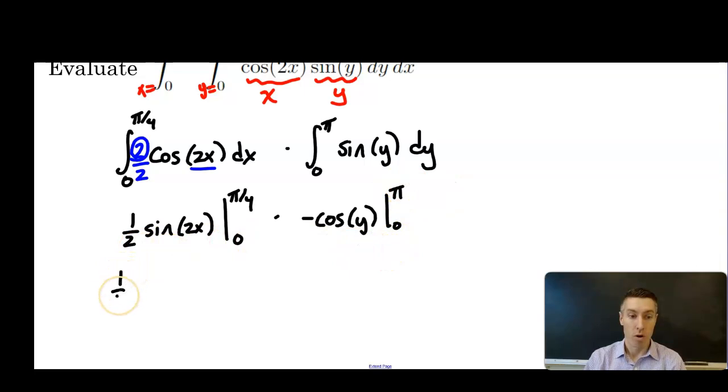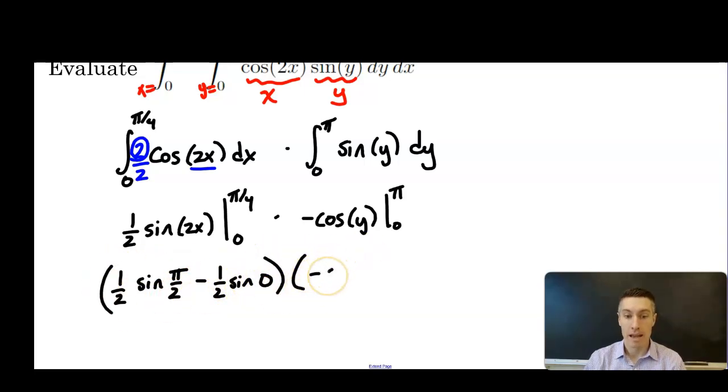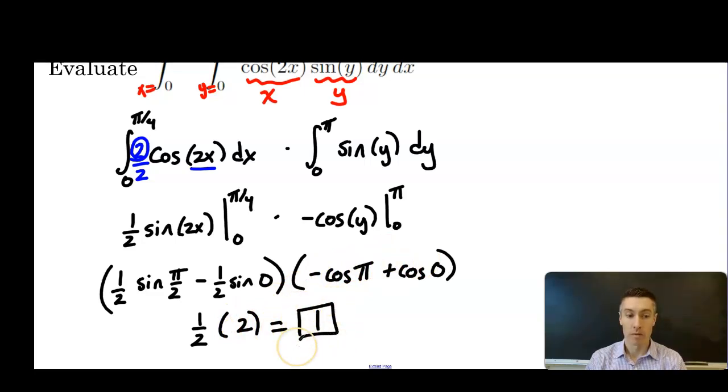So we have 1/2 sine of pi over 2. I'll write that out, sine of pi over 2, minus 1/2 sine of 0. We're going to multiply that by negative cosine of pi minus a negative, so plus cosine of 0. So sine of pi over 2 is 1, so we have 1/2 minus 0, so 1/2 times cosine of pi is negative 1, so negate that, we get 1 plus 1, so times 2, so we get 1. So this is an example of a separable integral.